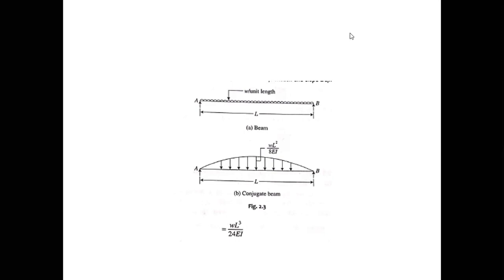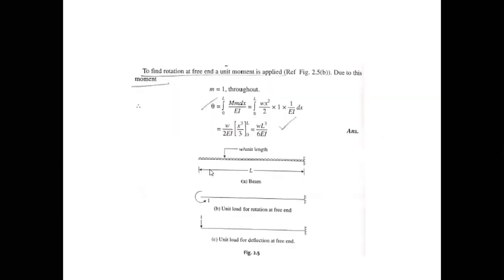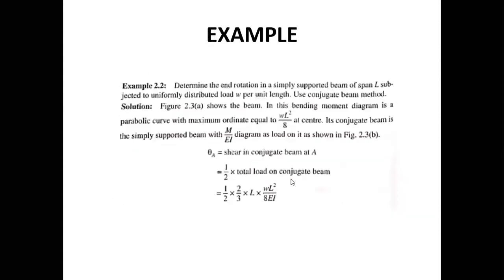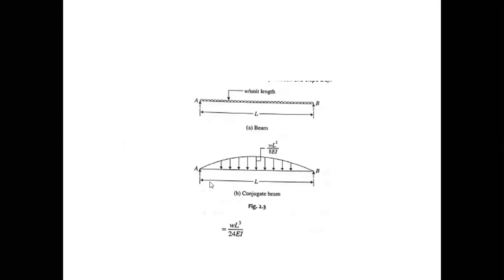In this case, both ends are hinged, or we can say roller. We have already seen that if the ends are hinged or roller, they will remain the same. So in this case also, for its conjugate beam, they will be the same. Also, due to this UDL, the M upon EI diagram will be like this. It will be parabolic, and it will be maximum at the center, and the value will be WL square upon 8EI.